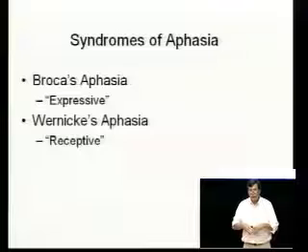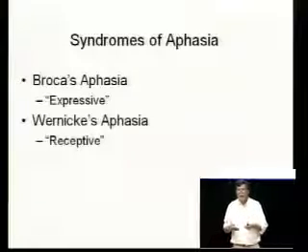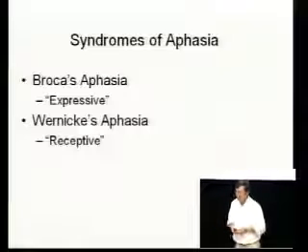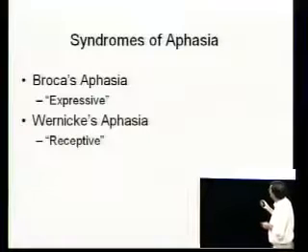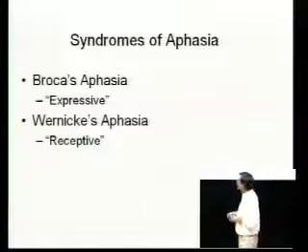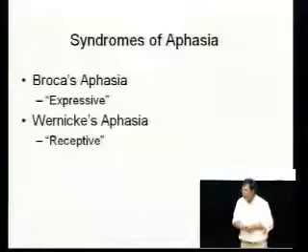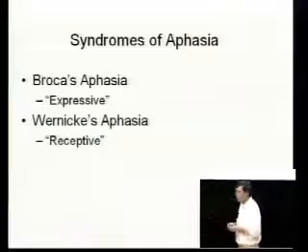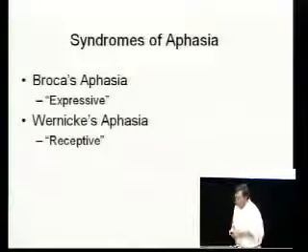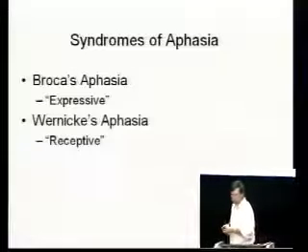And it turns out there are a wide variety of different kinds of aphasia, but the 2 that are of most interest to us at this level of the course were identified in the 19th century, first by a neurologist named Broca, so-called expressive aphasia, and second by a German neurologist named Wernicke, so-called receptive aphasia.